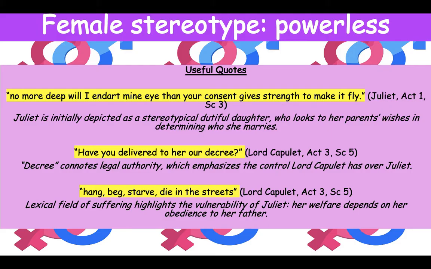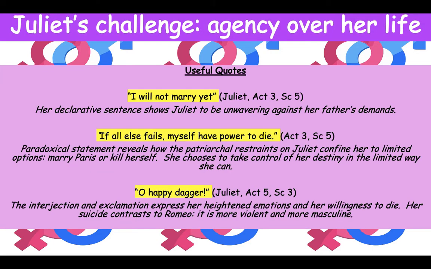And then, of course, when they marry, the same amount of control would be transferred to their husbands. But Juliet challenges this. She has agency over her life. She declares, I will not marry yet, in Act 3, Scene 5. So that declarative sentence shows that she is unwavering against her father's demands. She's going to stick to what she wants.